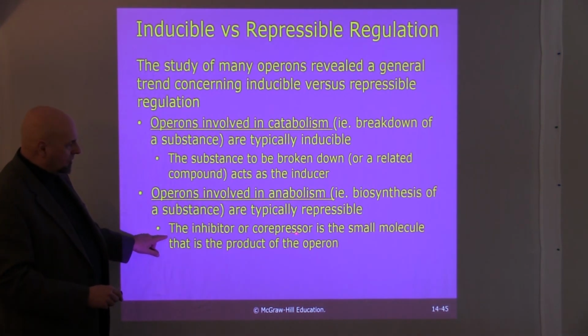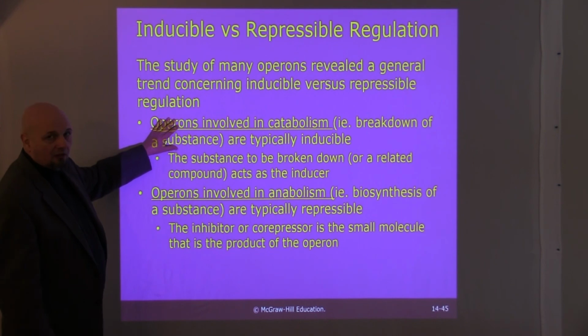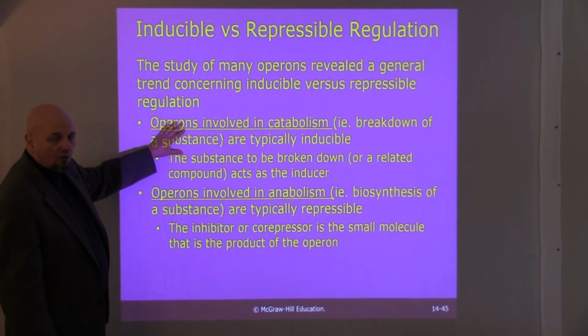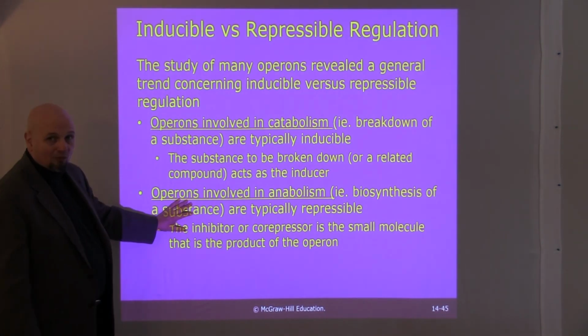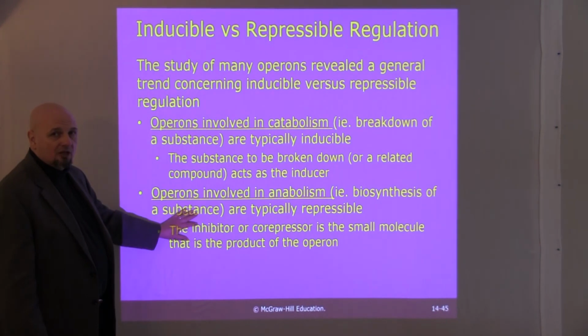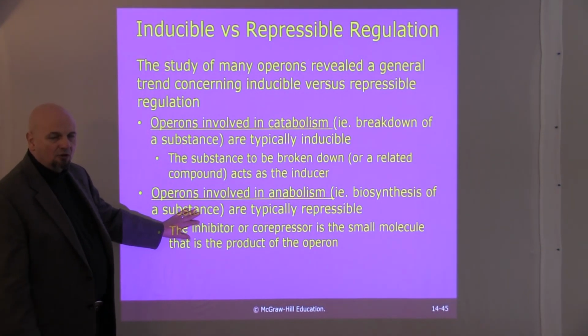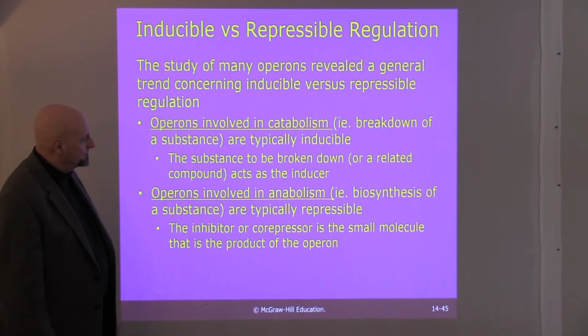The inhibitor or co-repressor is the small molecule that is the product of the operon. So the inducible case would be the lac operon or the ara operon, and the repressible case would be the tryptophan operon in that particular system. So it's a really nice, interesting thing to keep in mind when you're looking at these particular systems.